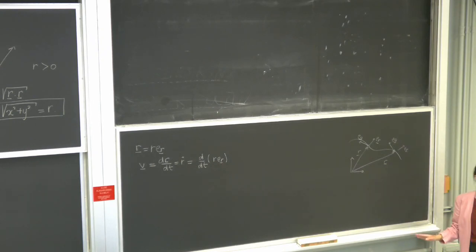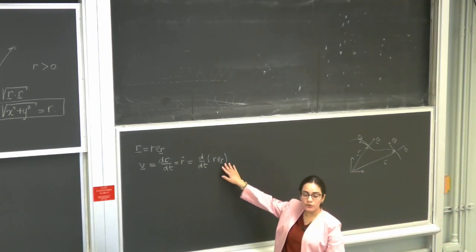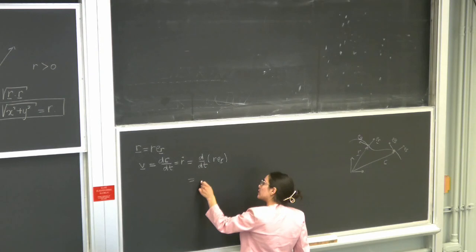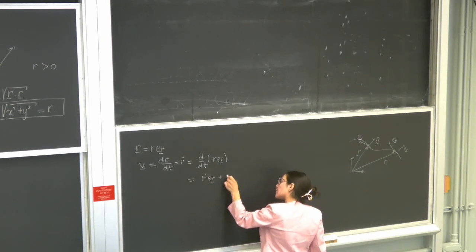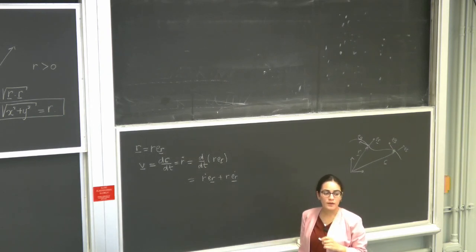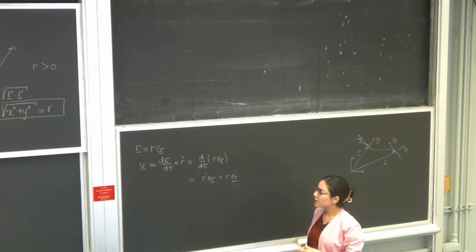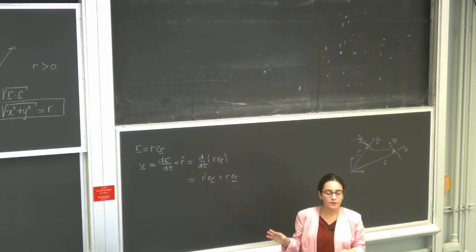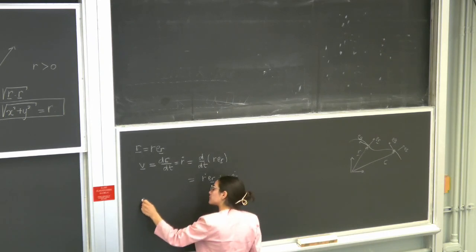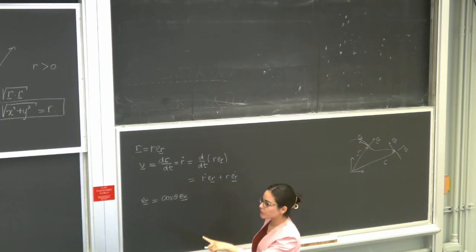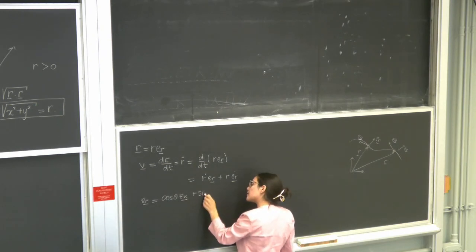Does that make sense? So when I take this derivative, I'm going to have to use which rule? Not the chain rule, the product rule, the derivative of a product. That's going to be r dot er plus r er dot, right? Now, we have an expression for er. Let us try to see if we can simplify this. So er is cosine theta ex, I'm copying the expression from the other board, plus sine theta ey.